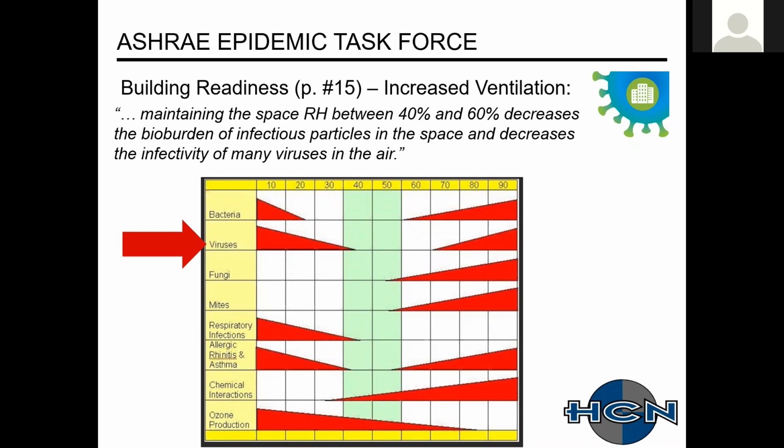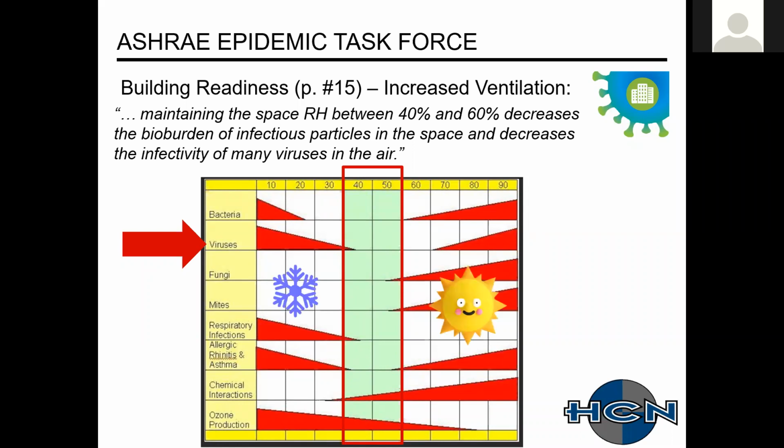And then these red triangles are just trying to show that for viruses, the larger triangle at your lower RH and higher RH means they propagate more or are stronger, and are worse for human occupants at those conditions. And then once again, in that green area here, you can see most of these bad items are minimized when you maintain your space between 40 and 60 percent RH.